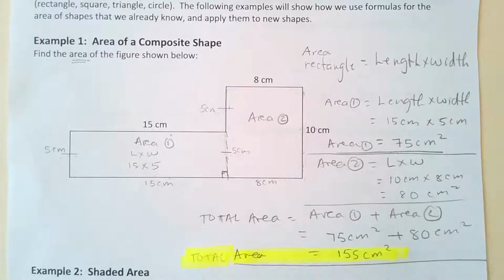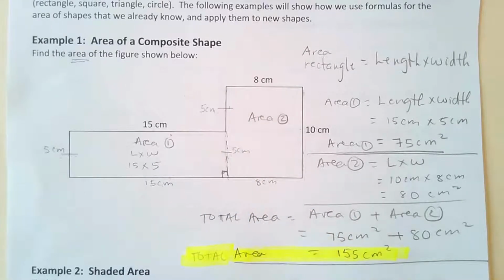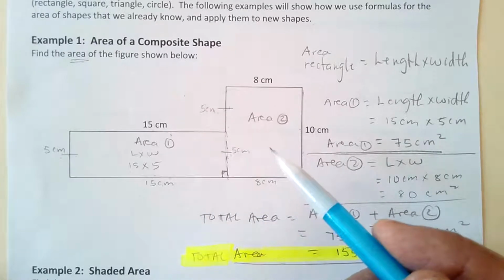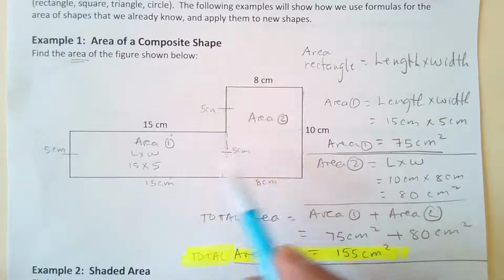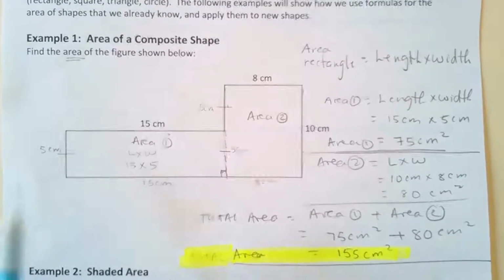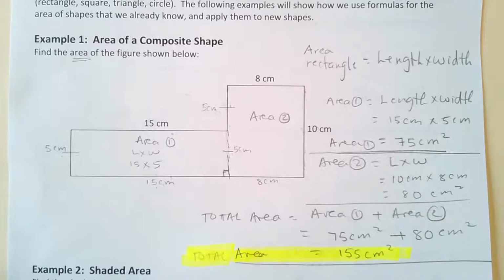So quickly review. First of all, we recognize these are rectangles. After we section off this composite shape, we find the area for each after determining the missing measurements.